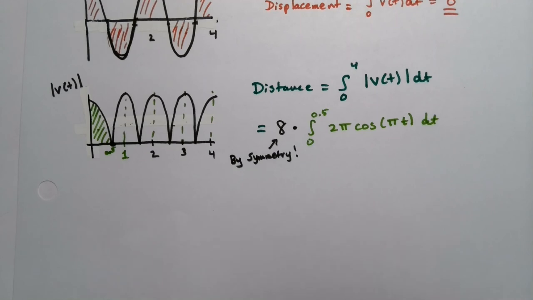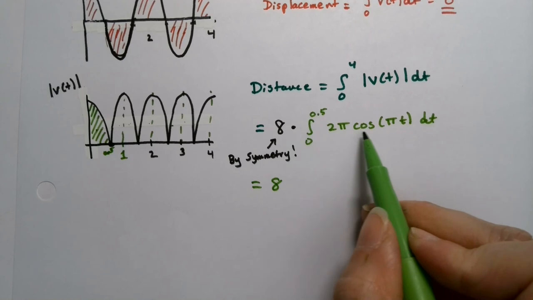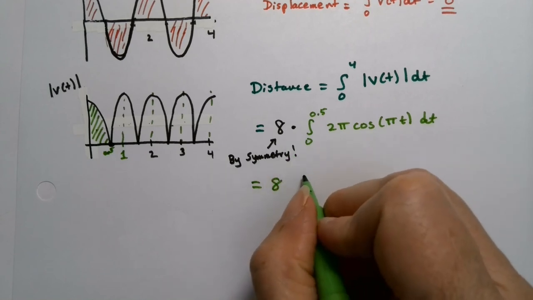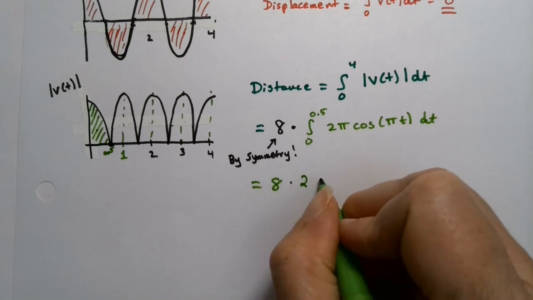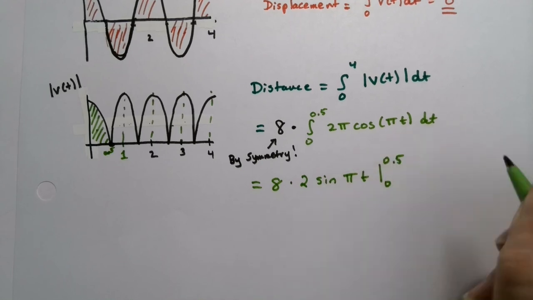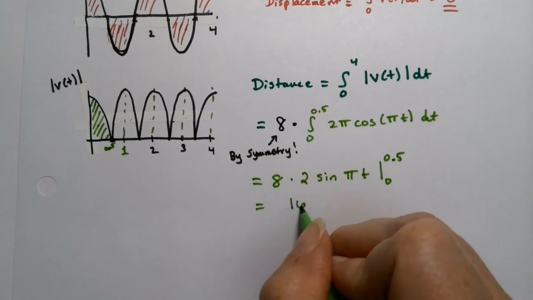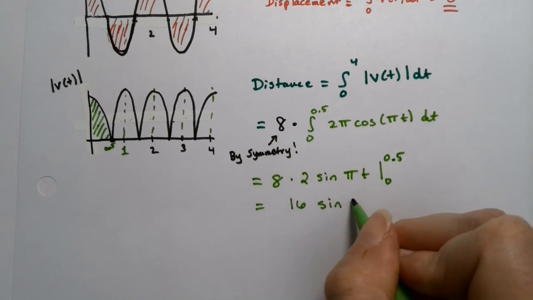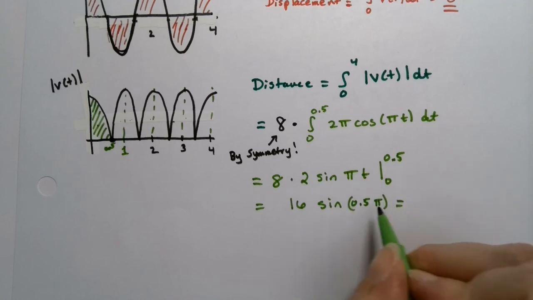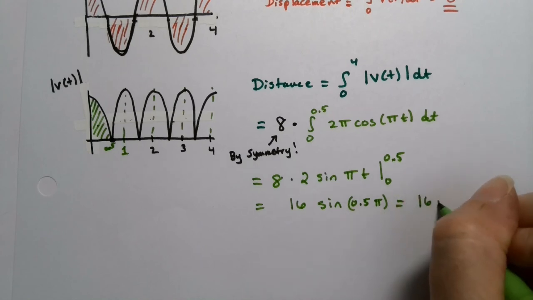What a mess. Okay, so this would be equal to 8 times the integral of cosine, which we actually already did on the previous page, right? It's 2 times the sine of pi t. We're going to take that from 0 to 0.5. Sine of 0 is 0, so that doesn't really make any difference. So it's 16 times the sine of 0.5 pi, which is pi over 2. When the sine of pi over 2 is 1, so that would be 16 inches.